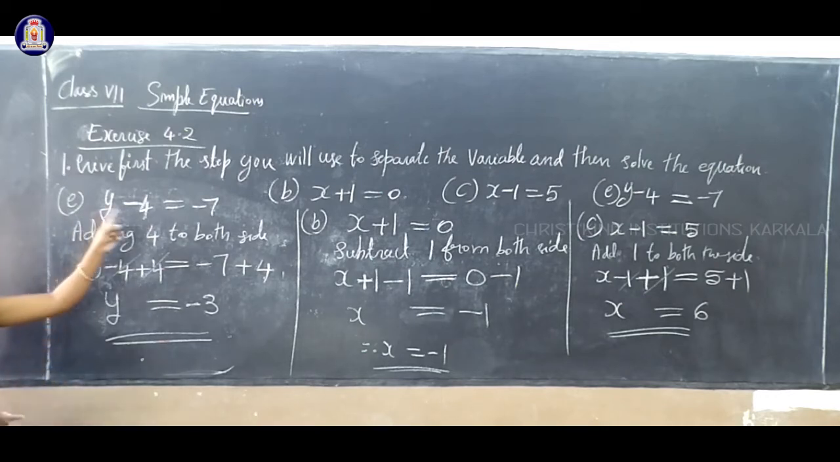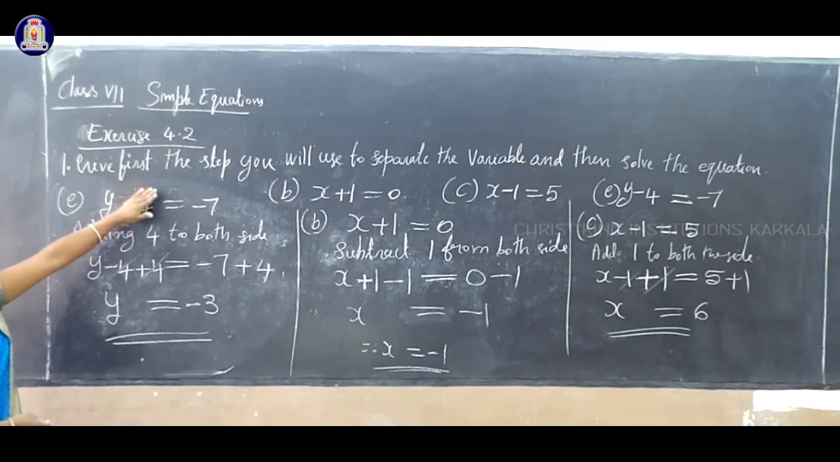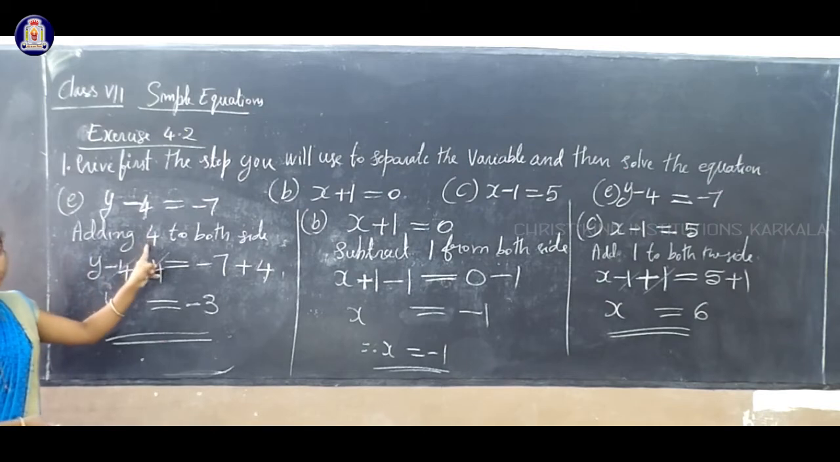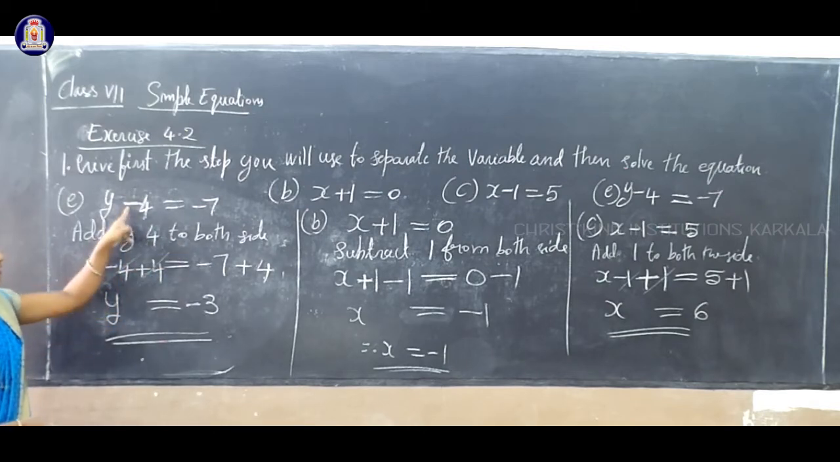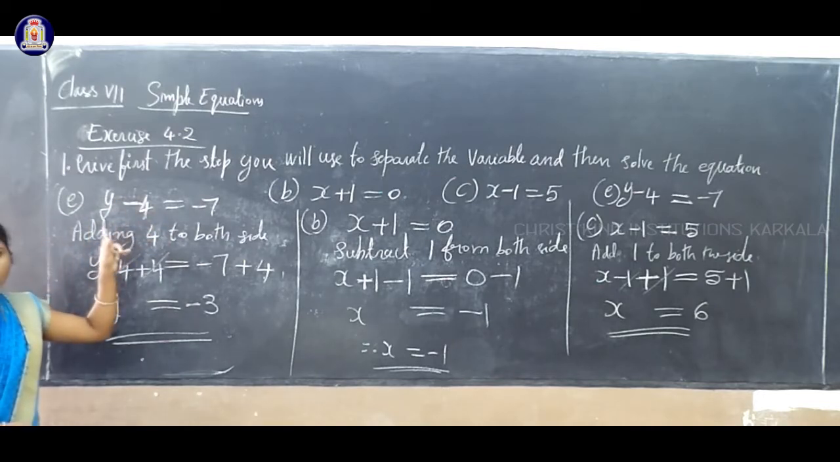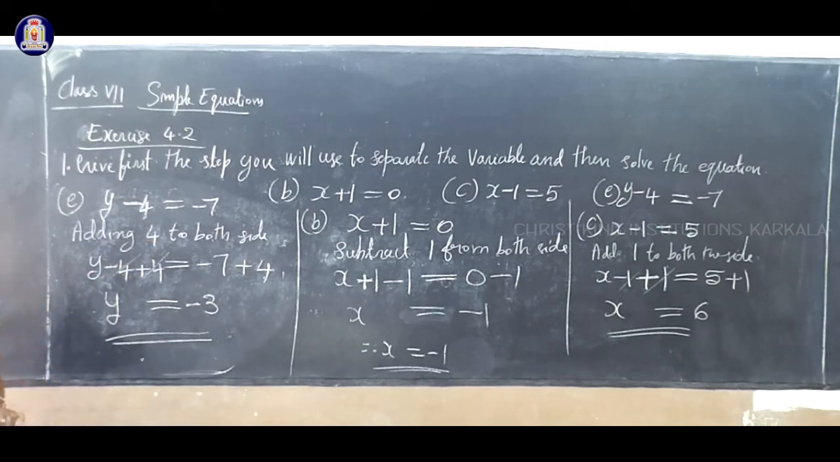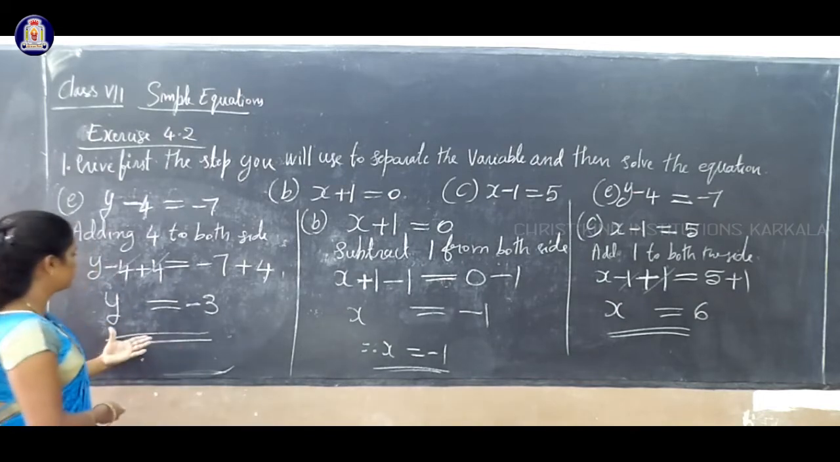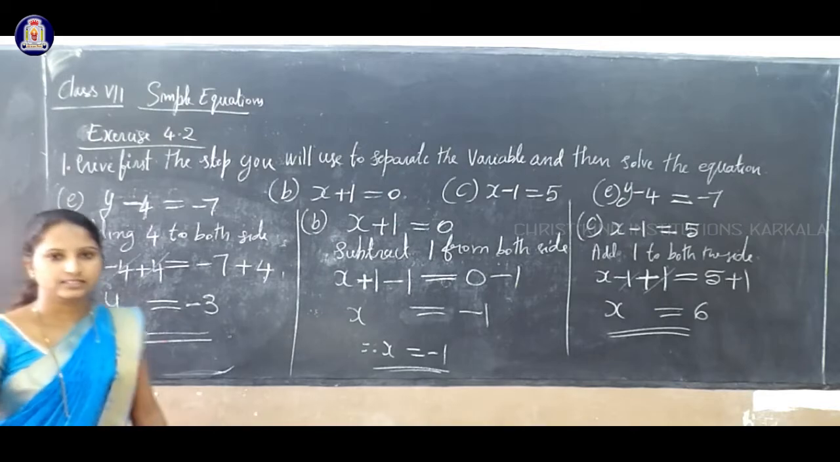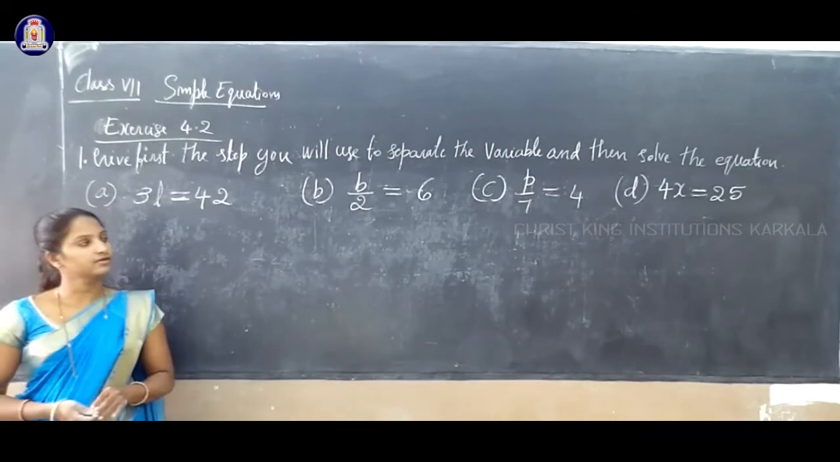Clear? So y minus 4 is equal to minus 7. To separate the variable, to remove this minus 4, you have to add 4 to both the sides. Suppose it is given plus 4, then we have to subtract 4 from both the sides. Why? Because to separate the variable, in the next step we solve the equation. So this answer will be y is equal to minus 3. Okay, see the next question.